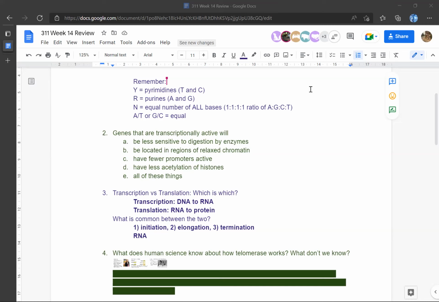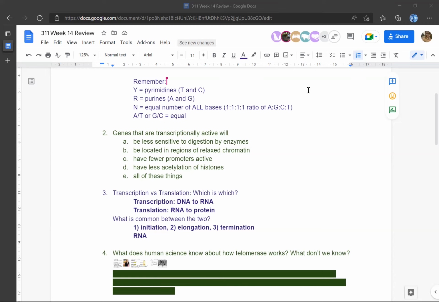Yes, exactly. It needs to be euchromatin. It needs to be relaxed. The reason A is not correct is because if it's transcriptionally active, then it is going to be more susceptible to digestion, I guess, because it's open and enzymes can get at the molecules and break them down. B is correct, as we've discussed. It needs to be relaxed in order to be available to RNA polymerase.